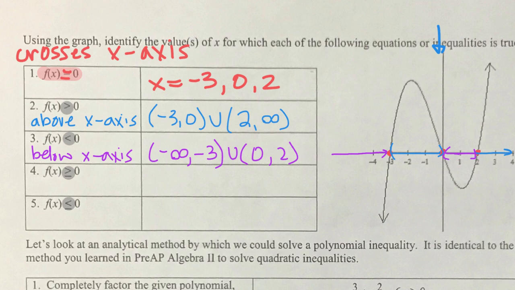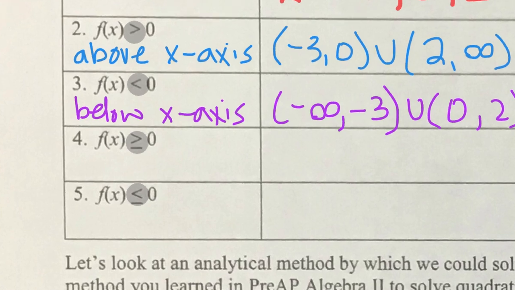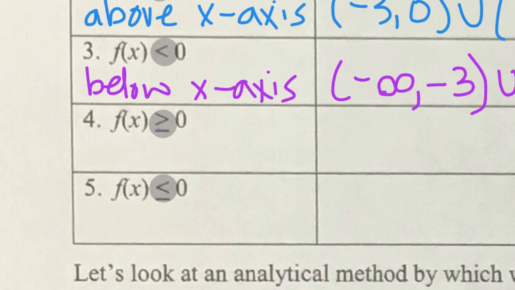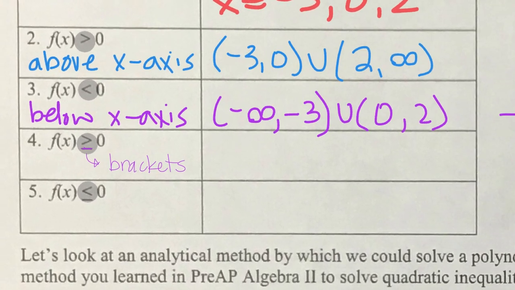Okay, where your y values are positive, that's where the graph is above the x-axis. And then when your y value is 0, that's where it's on the x-axis, where it crosses the x-axis. So then how is our problem going to look differently if we have an or equal to? Okay, above and on, which means our answers are going to have brackets. Okay, that's the only thing that changes about our answer, is now we have brackets.